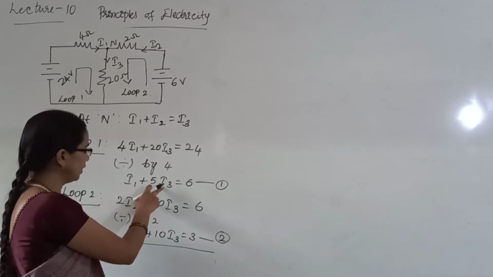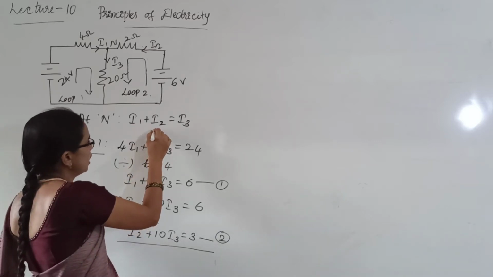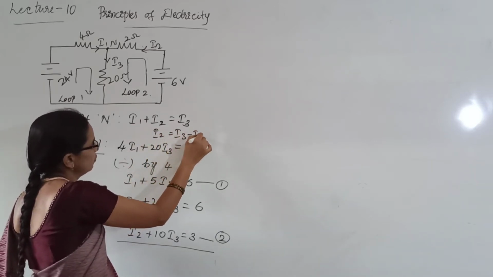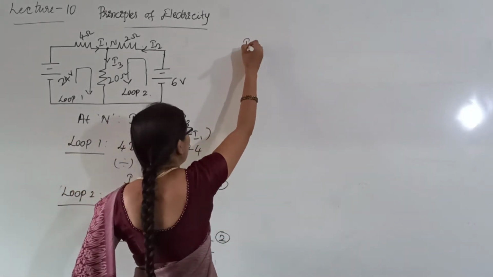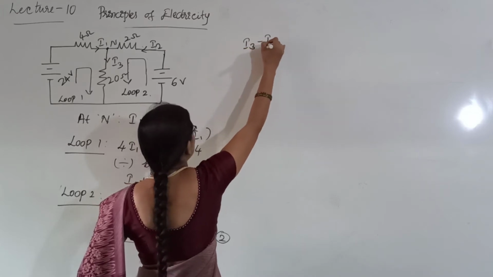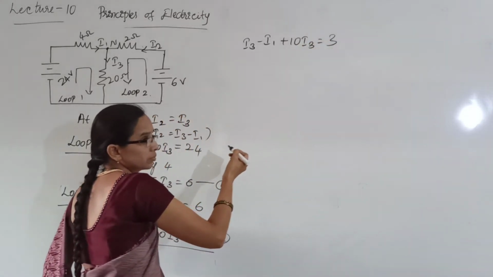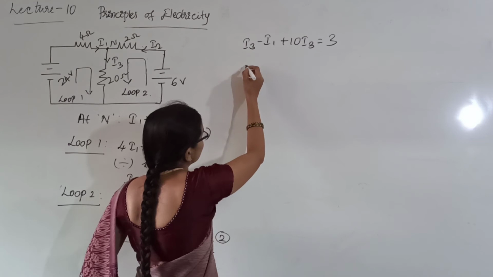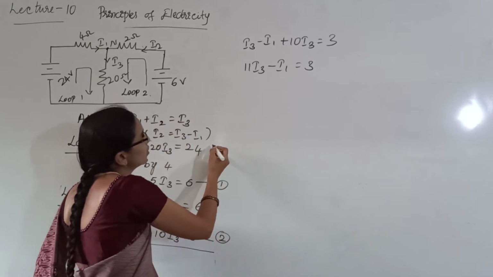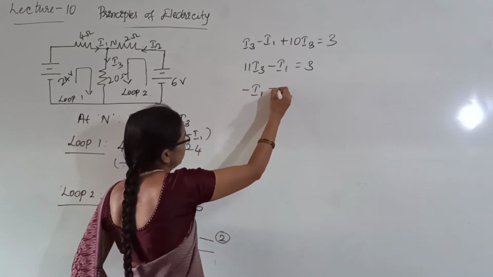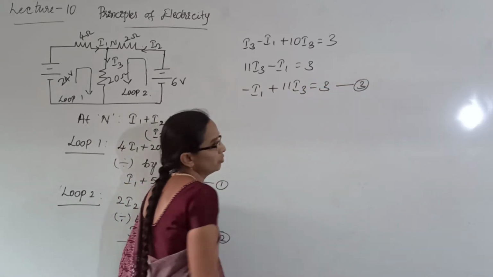So here I have I1 and I3. Here also I have I3. I will substitute for I2, that is I2 is equal to I3 minus I1 from this equation. So equation 2 will become I3 minus I1 plus 10 I3 is equal to 3. 11 I3 minus I1 is equal to 3, or you can also write as minus I1 plus 11 I3 is equal to 3. Call this as equation number 3.